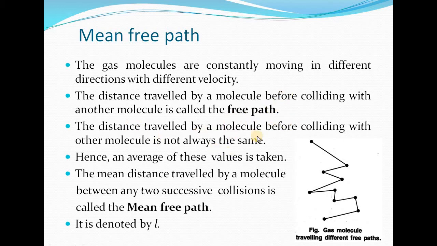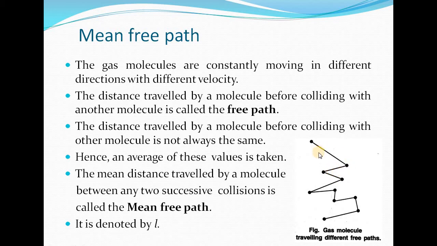The distance traveled by a molecule before colliding with another molecule will not always be the same. Suppose this molecule is moving from this point to this point and it is undergoing a number of collisions on its path. Before undergoing the second collision, it is traversing this path. Again it is traversing this path before colliding with another one. Similarly it is traversing this path before colliding with the next one. So these paths will not be the same.